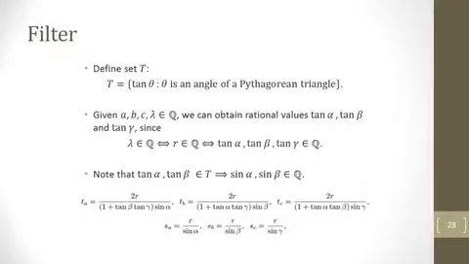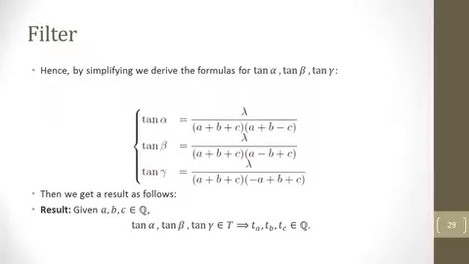And we will then define T, which is the set of tangent theta such that theta is an angle of a Pythagorean triangle. Given ABC with lambda rational, we can obtain rational values of tangent alpha, tangent beta, and tangent gamma, because lambda is rational if and only if R is rational, if and only if the values of the tangents are rational. Note that tangent alpha, tangent beta belonging to T implies that sine alpha, sine beta belong to Q. Hence, by simplifying, we derive the formulas for the values of the tangents.